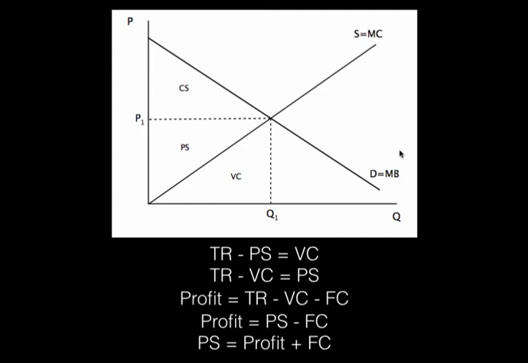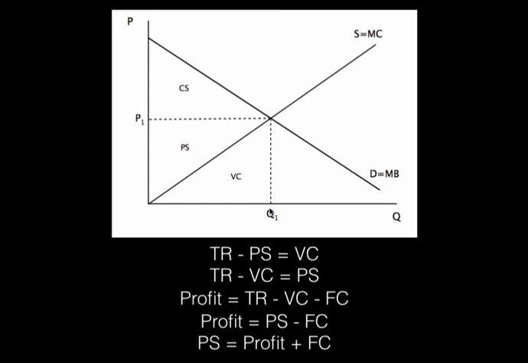By the way, demand is also a marginal benefit curve because it's willingness to pay, so it's how much extra benefit someone's getting from each particular unit. That'll be important a little bit later on. So now we have producer surplus, variable cost, and remember what this whole area is: total revenue.